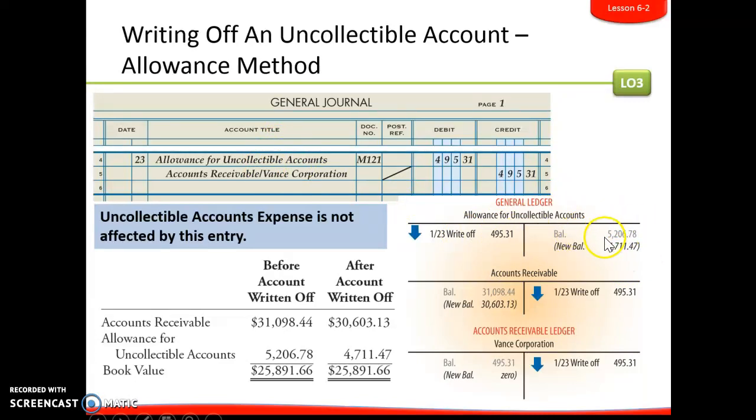Okay, so right now we have built up in our allowance account $5,206.78. We're taking $495.31 out of there to cover that account that's going to be uncollectible. Now notice our book value does not change before and after we write off an account. The book value is still the same.